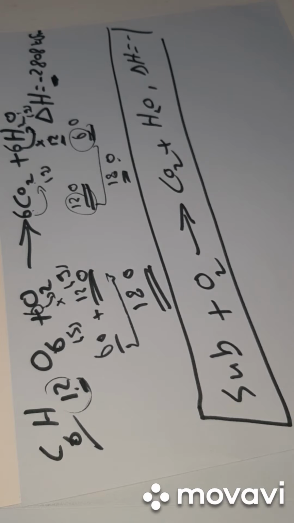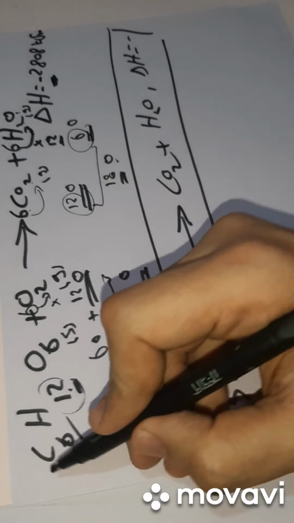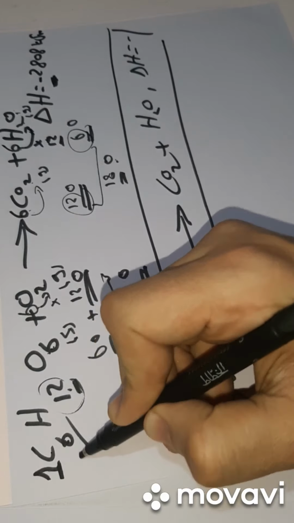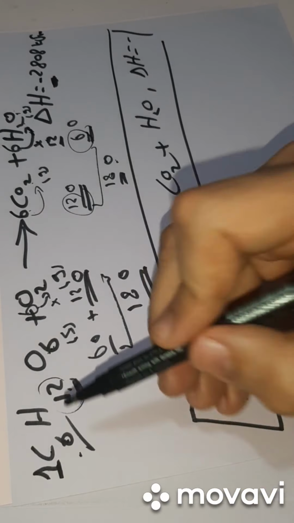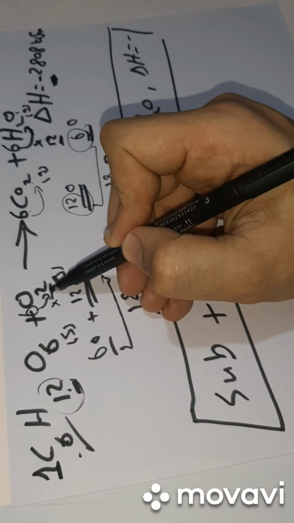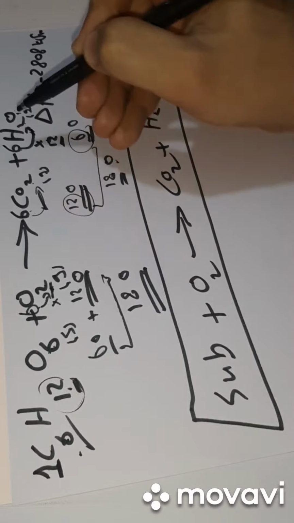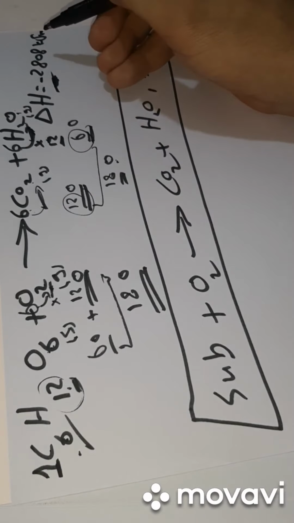If we want to define now the standard heat of combustion, it's the quantity of heat released when 1 mole of substance is completely combusted in an excess amount of oxygen. 1 mole of substance, like that, we have only 1 mole of glucose. This glucose, 1 mole, is combusted in an excess amount of what? Of oxygen, to produce carbon dioxide, water vapor, and heat also.